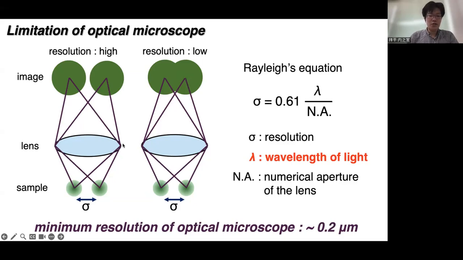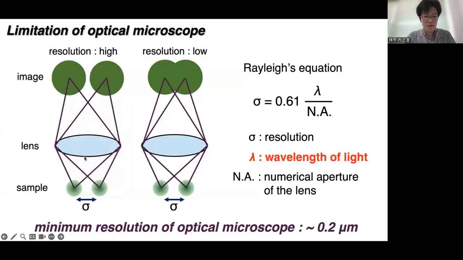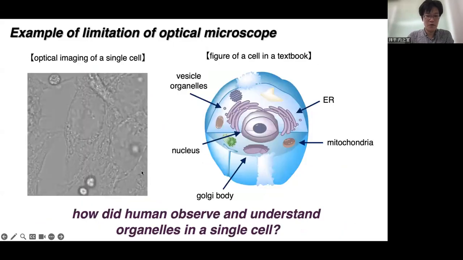So that's why the resolution of optical microscope, of course, uses light for observing samples. Okay. So the resolution of optical microscope is 0.22 micrometer. So this is not enough for observing the structure of virus and the smaller things.